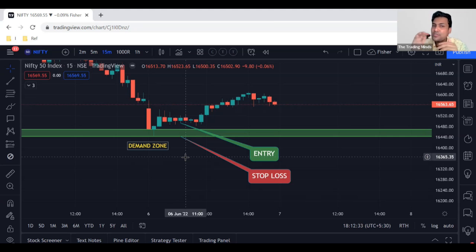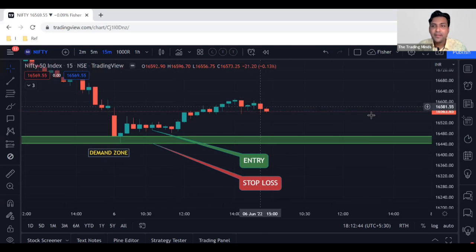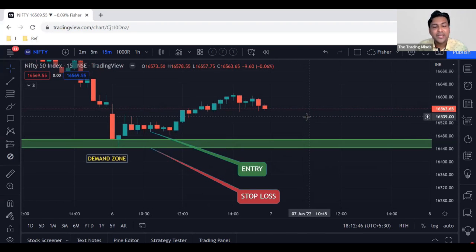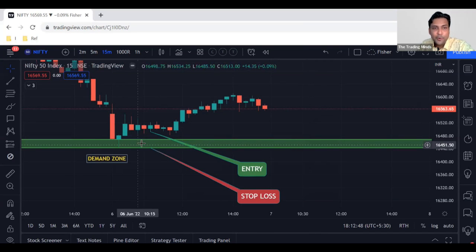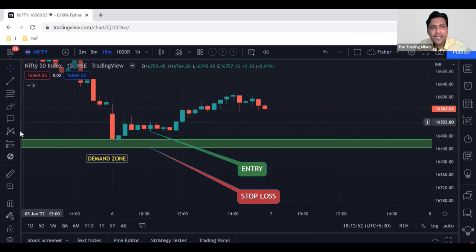1,000 rupees risk, 1,000 rupees reward. 1,000 rupees risk, 2,000, 3,000 reward. 100 rupees risk, 200, 300 reward. But for this trade in Nifty, I'm going to take an entry here at this point of time. And from this point, let's understand what the stop loss and the target are.